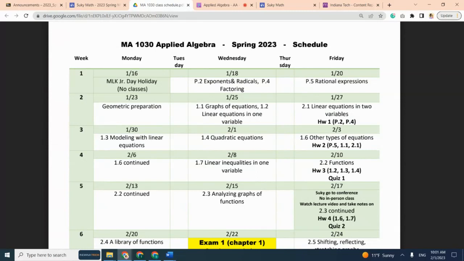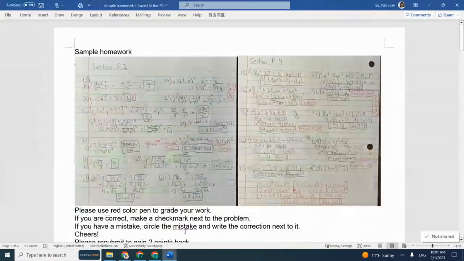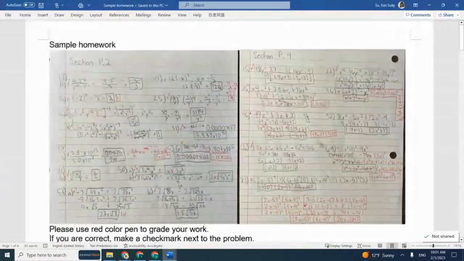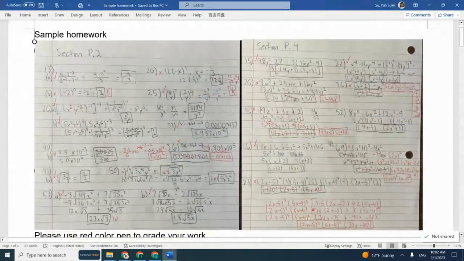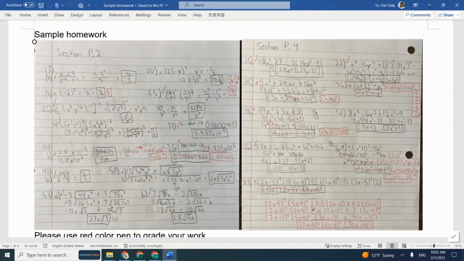Okay, let's look at your homework 1. This is a sample homework, and this is what I want you to do. Use pencil to finish your work, and then once you check the solution, use a red pen or other color pen. If you are correct, put a check mark on that problem. If you have a mistake, circle it and write a correction next to it. So this is perfect. This is what I want you to do.